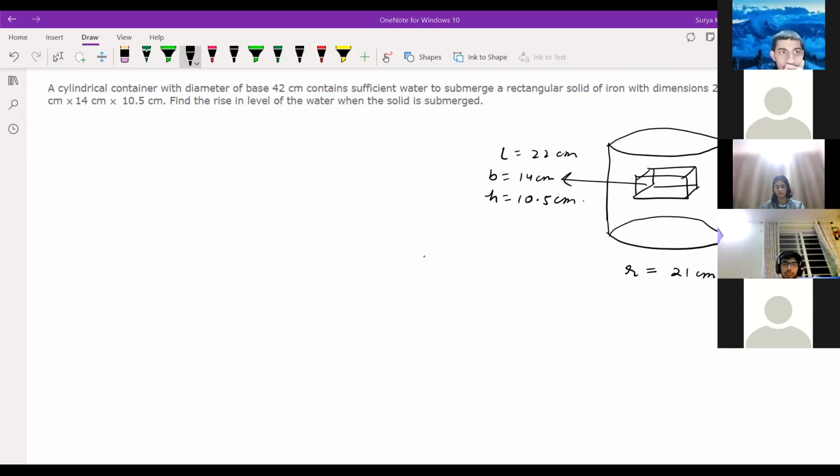This one is submerged in water. So what we have to do here, suppose we don't know where the level of water was. We don't know the level of water till now. Suppose the level of water is here.